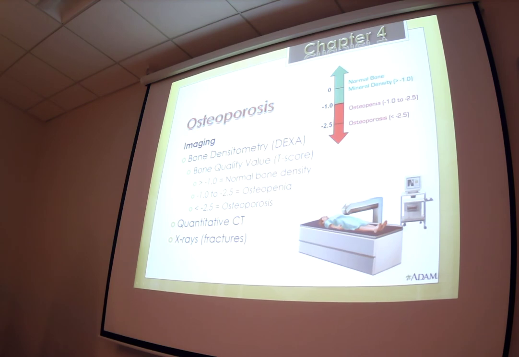So imaging-wise, they're going to do a DEXA scan or a bone densitometry scan, which will then give a bone quality value, or what they term a T-score. So if you have normal bone or greater than -1 on the scale, you're in this green area. From -1 to -2.5, they then term the patient osteopenia, and beyond -2.5 would be termed osteoporosis.